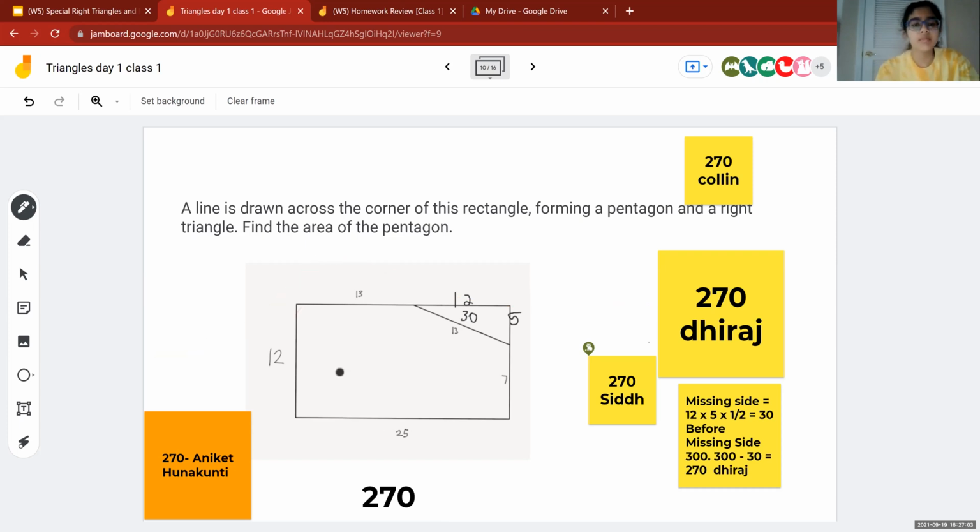Okay. So then we know that the area of the rectangle is 12 times 25, and that is 300, right? So we do 300, and then we subtract the 30 from it, right? And we get 270. So that means that 270 is the area of our pentagon. So yeah. Does anyone have any questions?